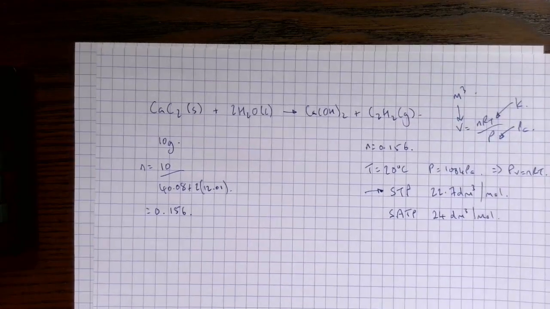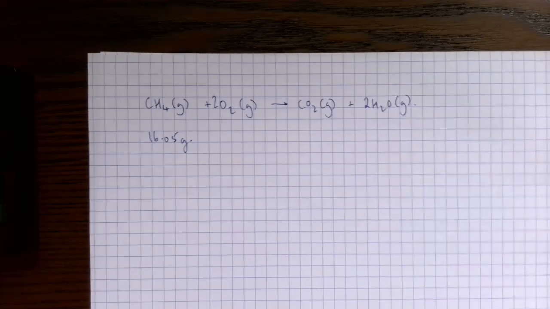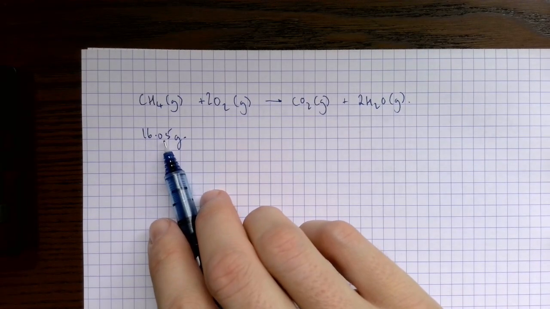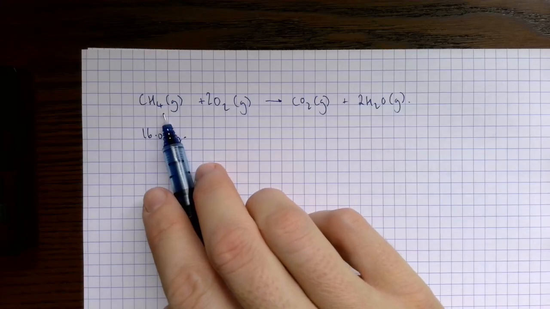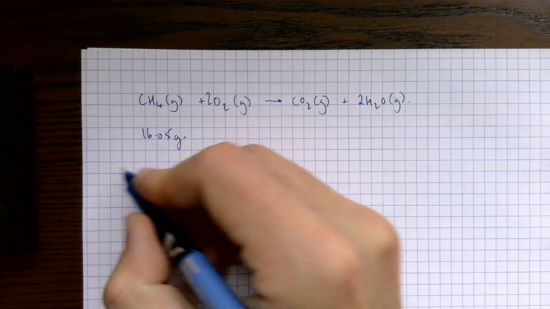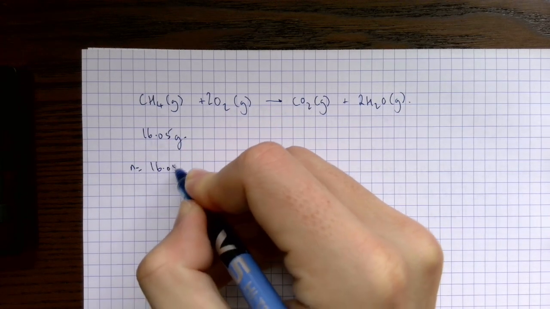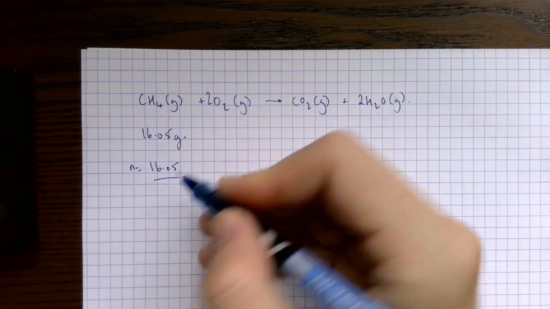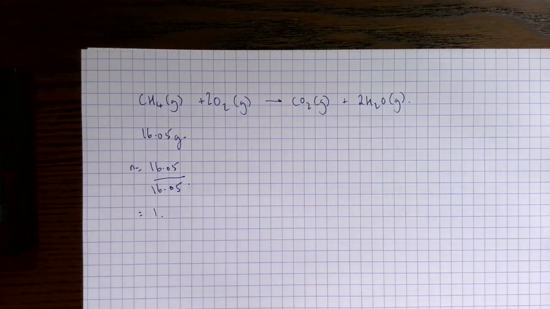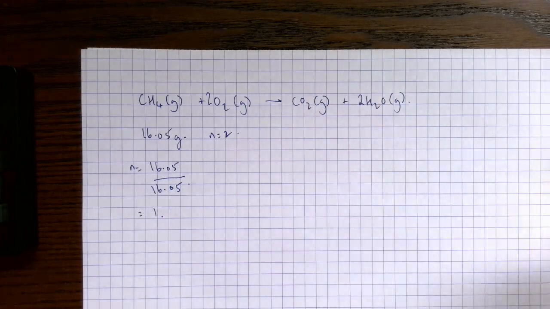The second type of question that you might come across will look like this. Now this one I'm going to describe in a little bit more detail. So if I had 16.05 grams of methane and I want to know how much oxygen I need to react with it, because I've given this as a mass, I can just do n equals 16.05, my mass, divided by the Mr, which I've chosen nicely to be the same. So that gives me 1 mole. Now, 1 mole of this will react with 2 moles of that.